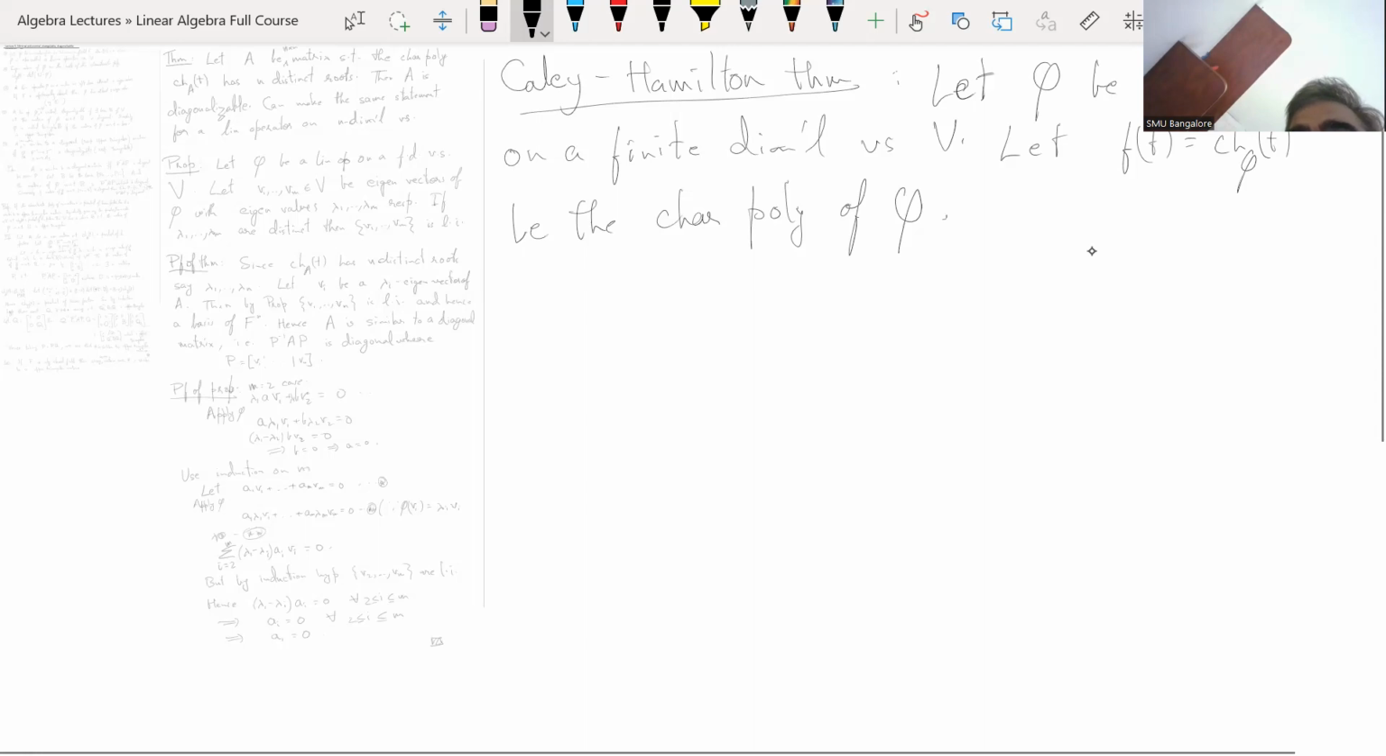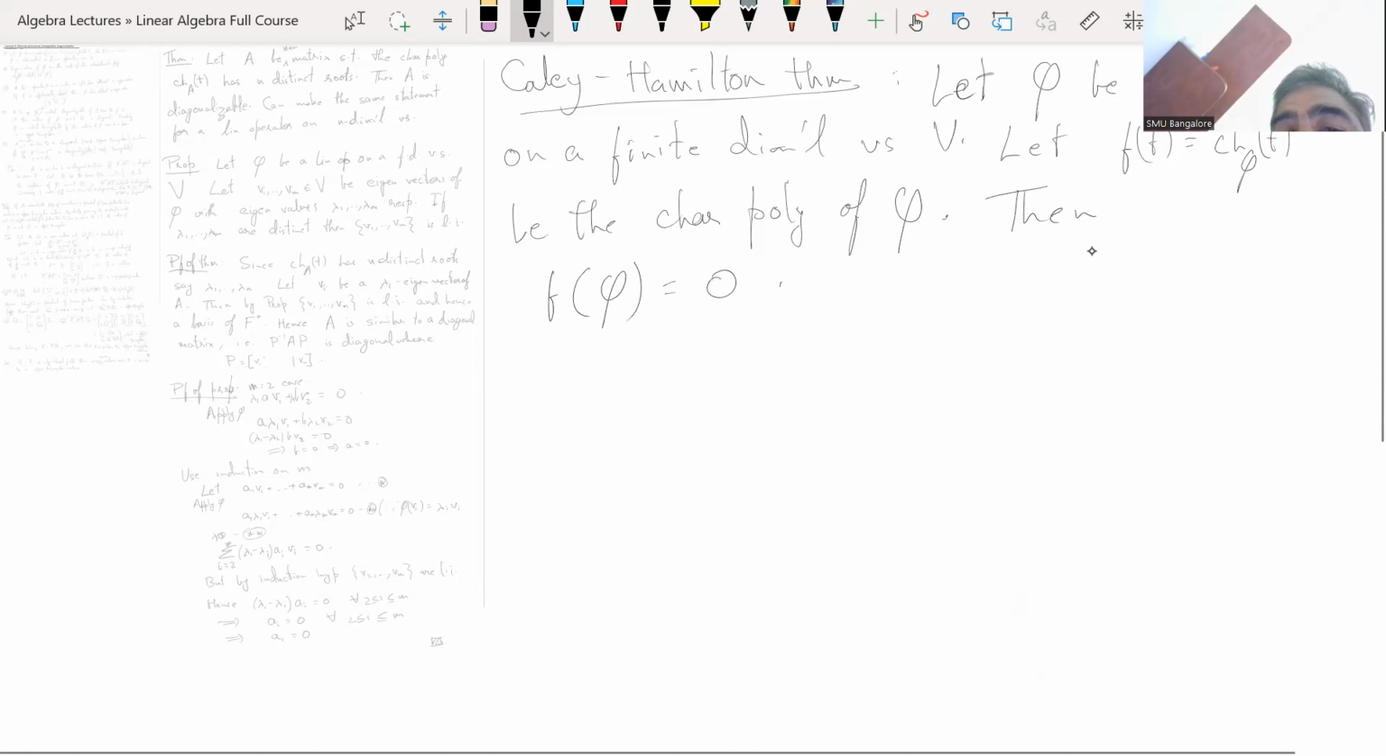Then the statement says you can consider f of phi. So what is f of phi? I'll have to tell you what f of phi is. Then f of phi is zero. So let me just elaborate on this last line.